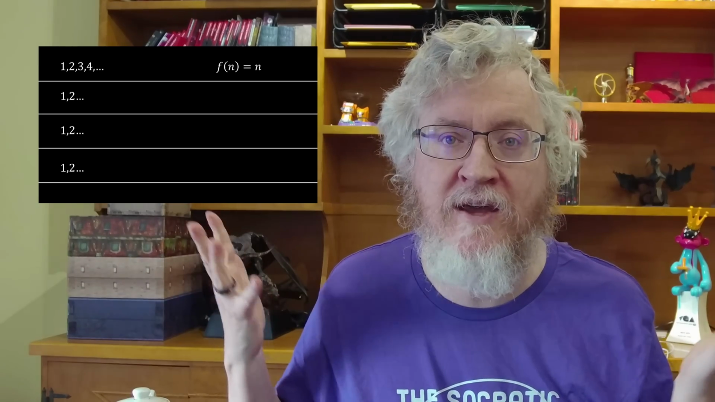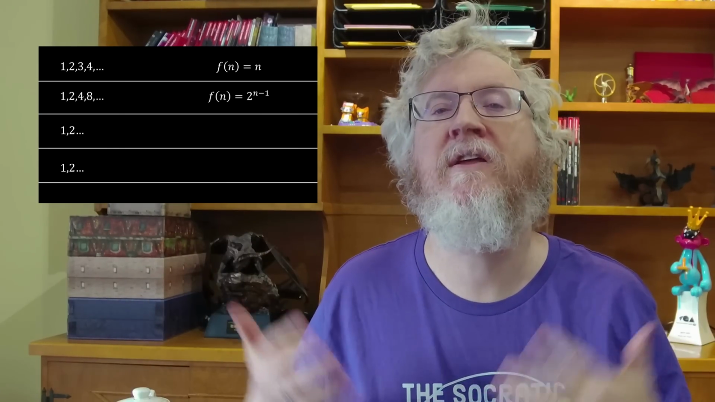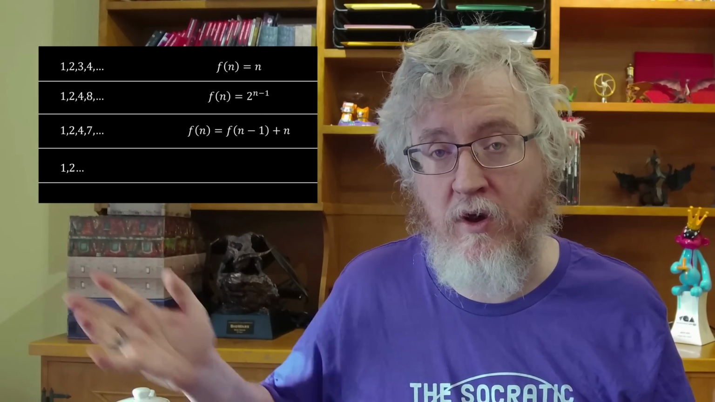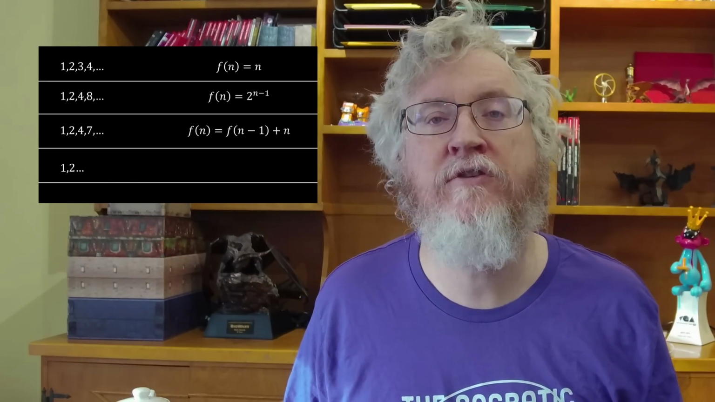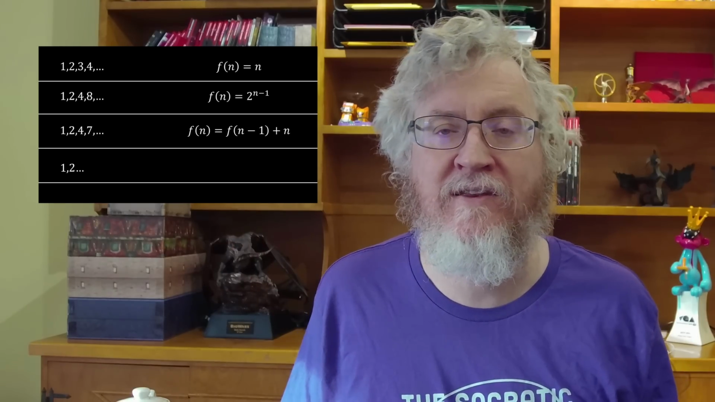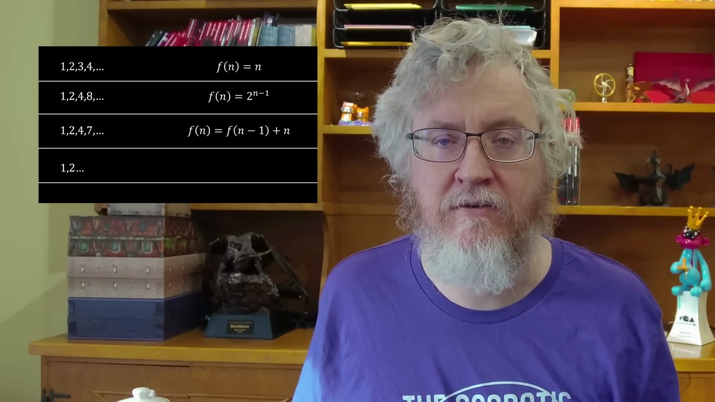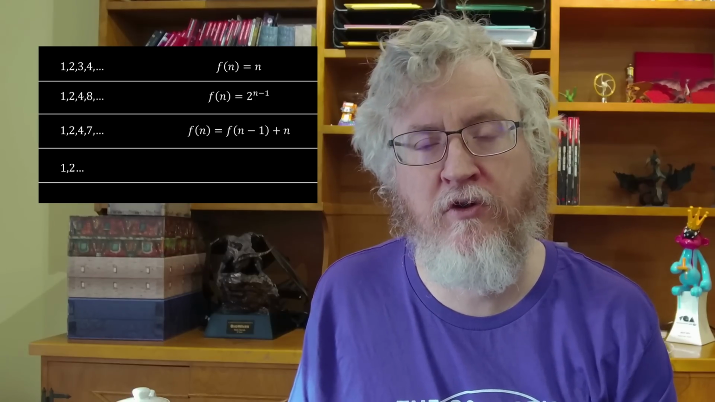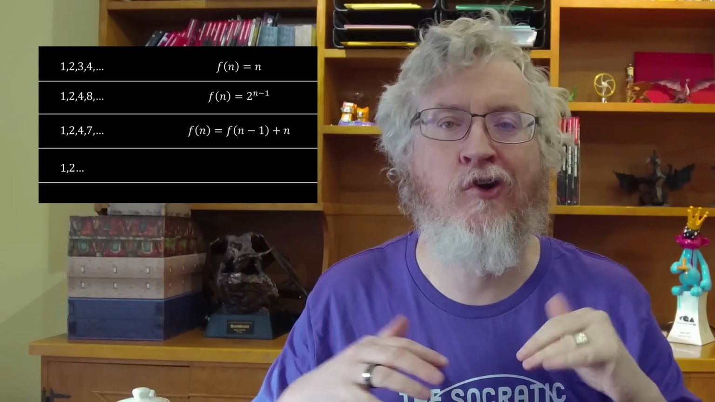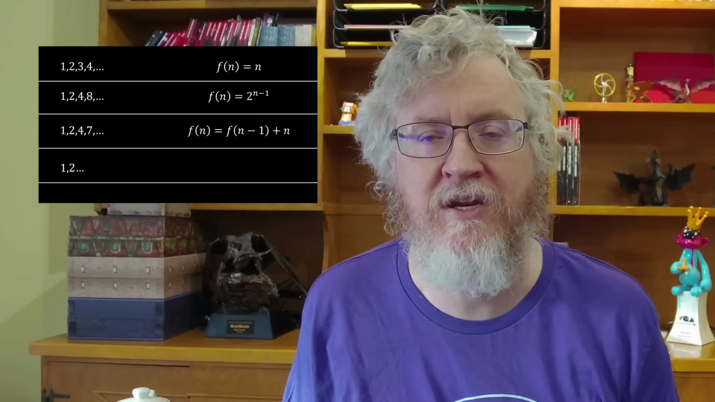It could be a doubling sequence, 1, 2, 4, 8. Each time you go up, you're doubling the next number. It could be something like 1, 2, 4, 7, 11, and so on, where you are adding onto the previous thing the current place that you are. So to find the 17th number, you take the 16th number and add 17. This is actually how experience points worked in 3rd edition D&D. You added your current level times 1,000 onto the amount of experience you needed to get to the next level.